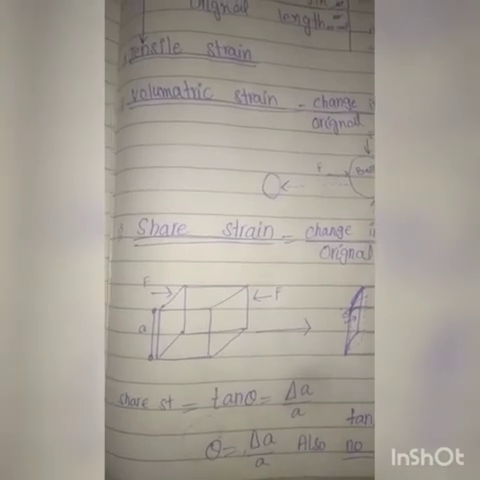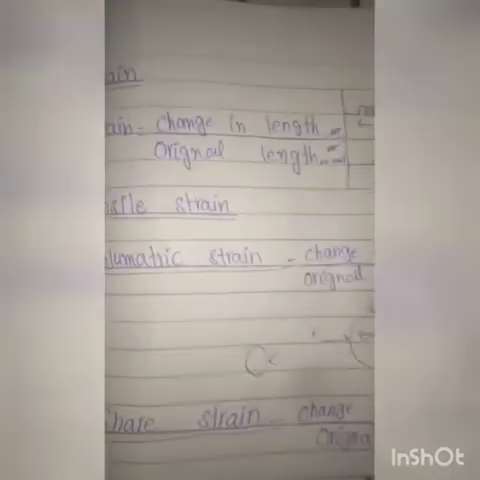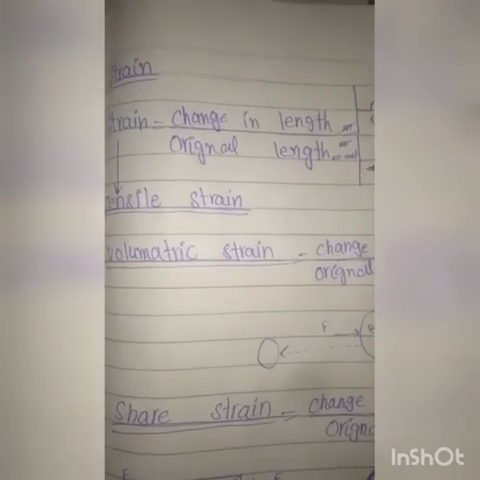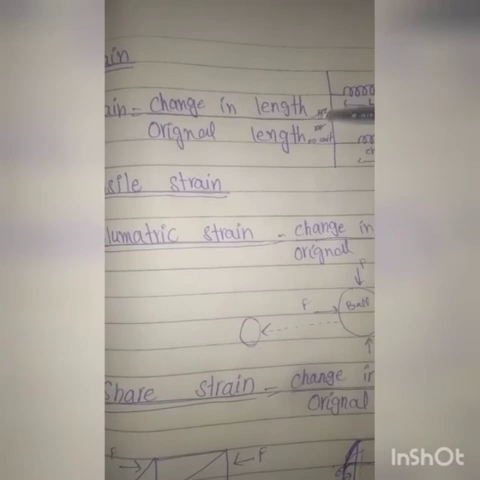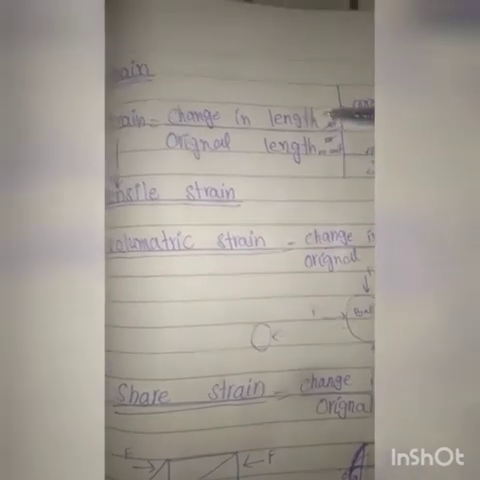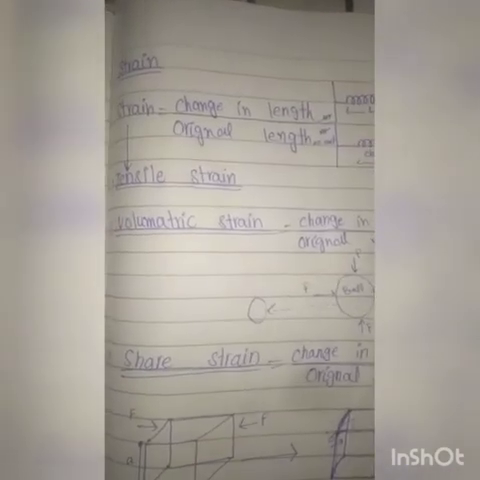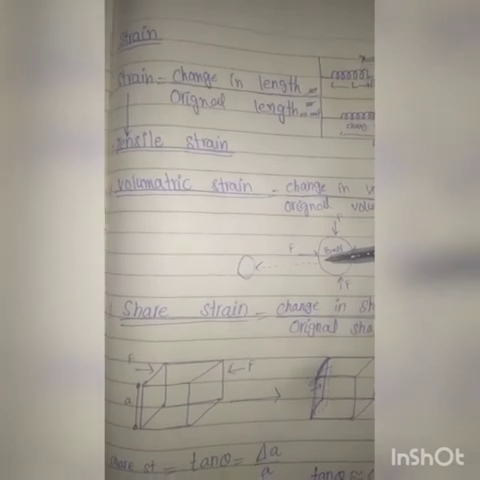Now if we talk about its unit, it is observed that strain has no unit. Like this is the change in length over original length. So length unit is meter, change in length unit is also meter, and original length unit is also meter. So meter and meter cancel out each other, so it has no units. Tensile strain has no unit, same as volumetric strain has no unit, and shear strain also has no unit. So this is the end of our talk.